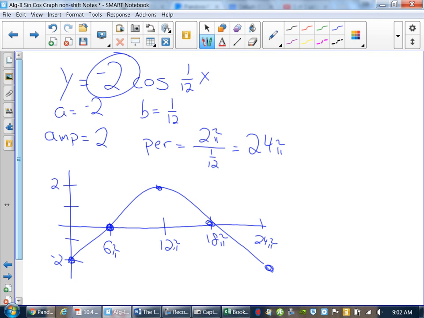Okay. So really the only tip or trick that you need to remember then is that sine starts at 0 and then goes to A. Cosine starts at A and goes to 0. That's it.